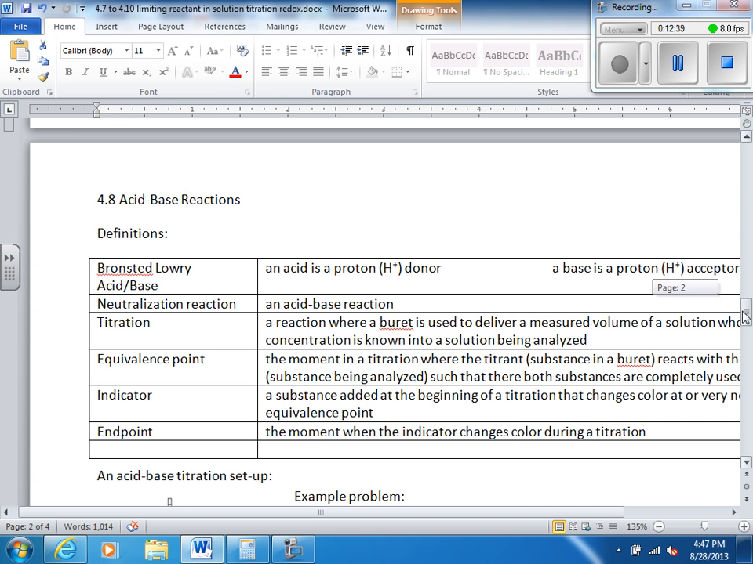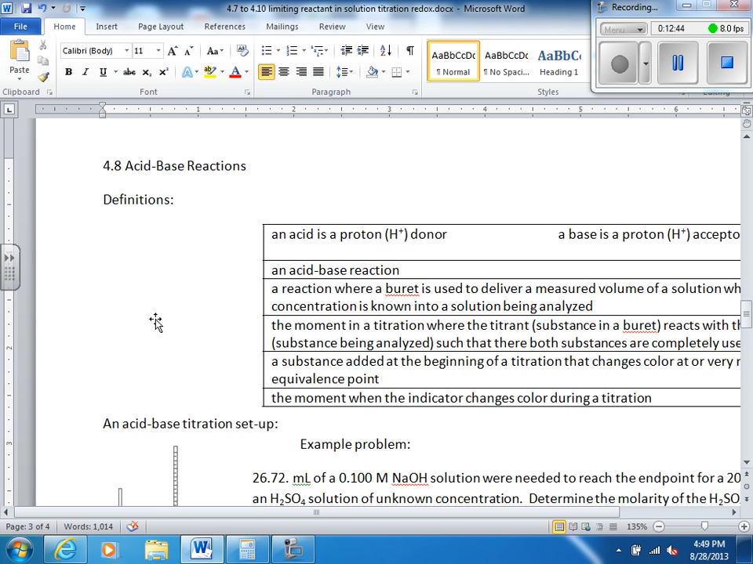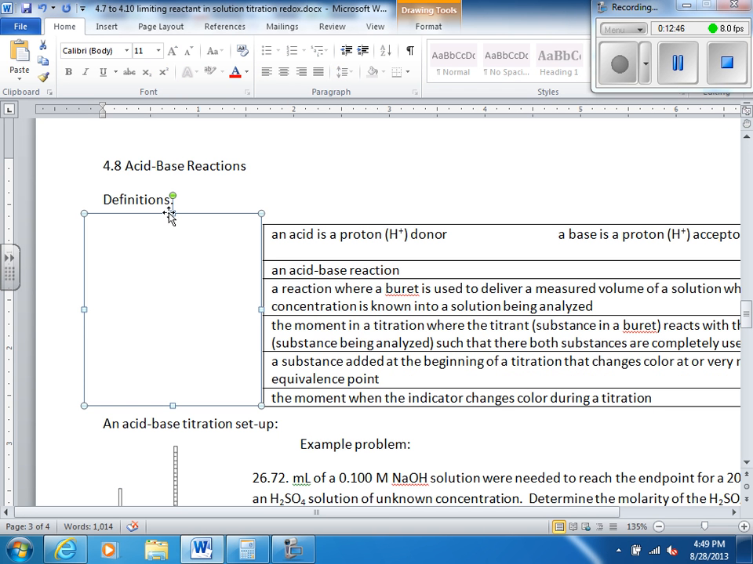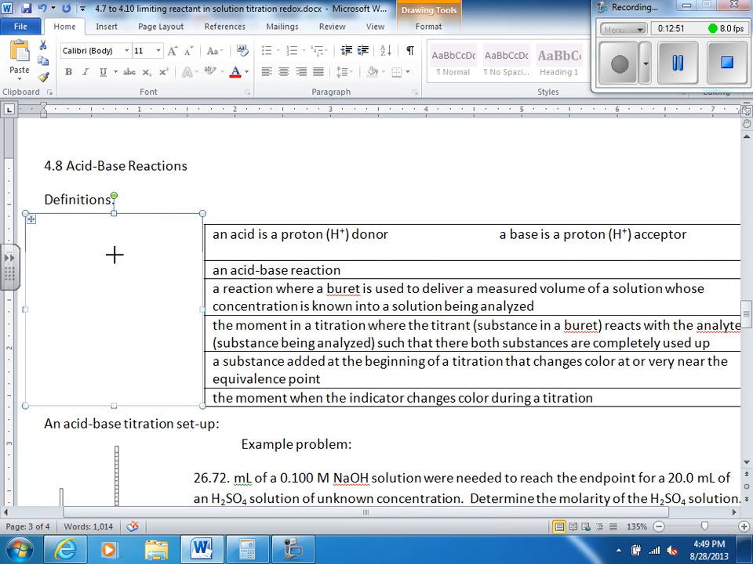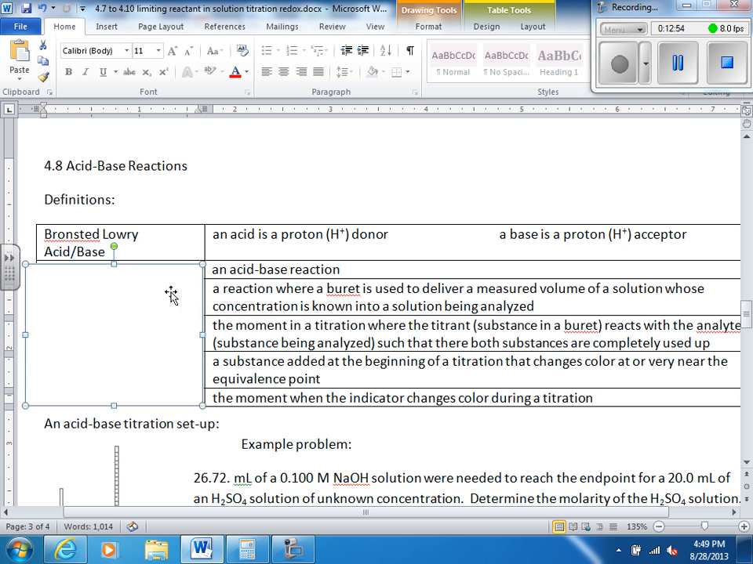Okay, acid-base definition. All right, so we got some definitions here. So we have, what is this a definition of? This is a definition of a Bronsted-Lowry acid or base. Acids donate protons, bases accept protons, and protons are just H pluses. An acid-base reaction, another name for that is neutralization. And when we use a burette to analyze an unknown concentration of a solution, that's called a titration.